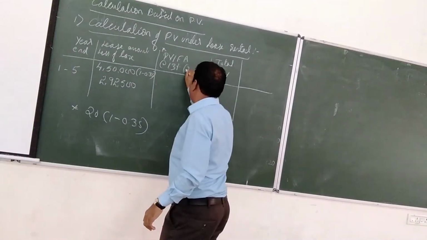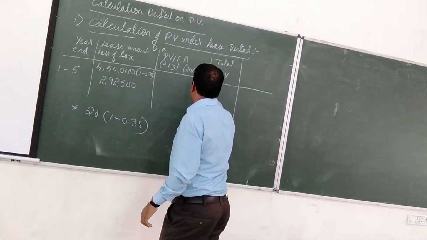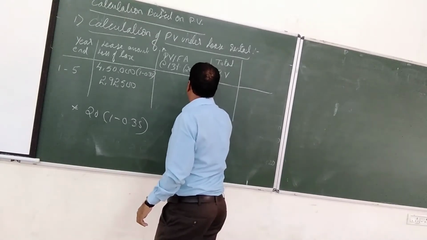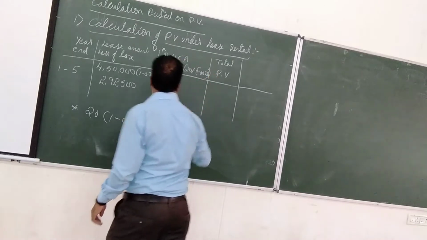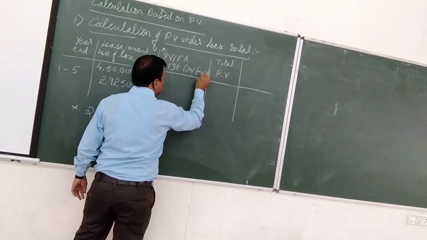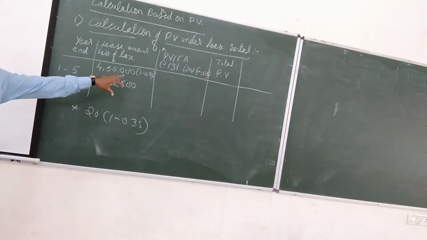20% into 1 minus 0.35, that is what we call, we get 13%.